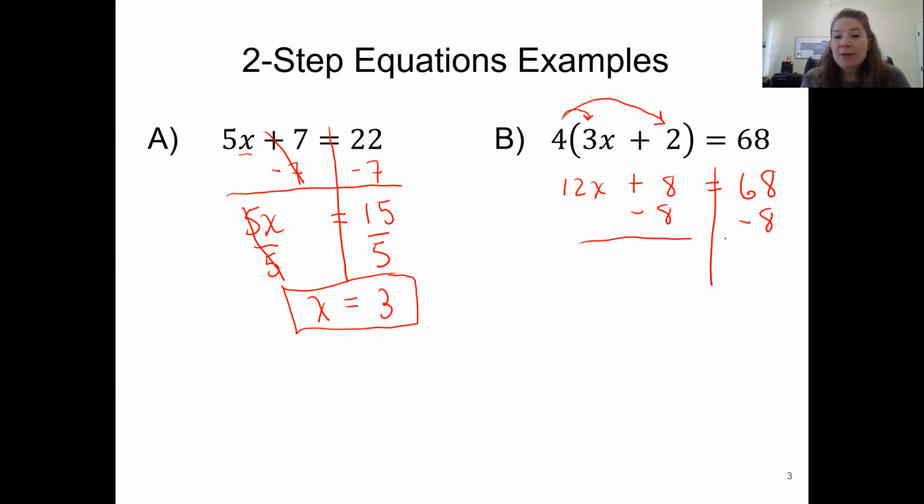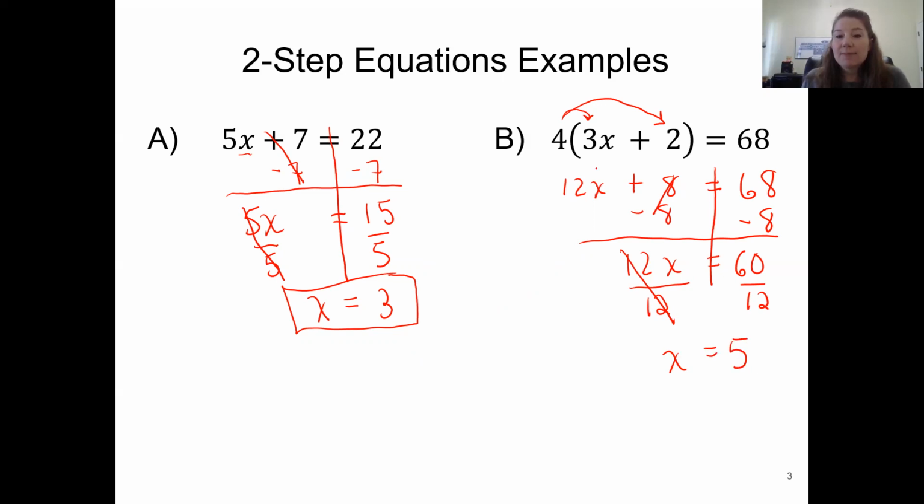So I bring down what I have left. So I have 12x. 8 minus 8 is 0, so that's gone. And then 68 minus 8 is 60. And then I see 12 times x. So I'm going to do the opposite. I'm going to divide both sides by 12. 12 divided by 12 is 1. 1 times x is equal to 5.